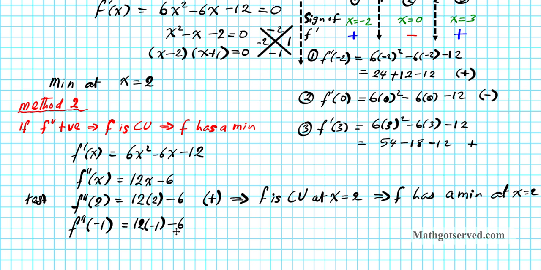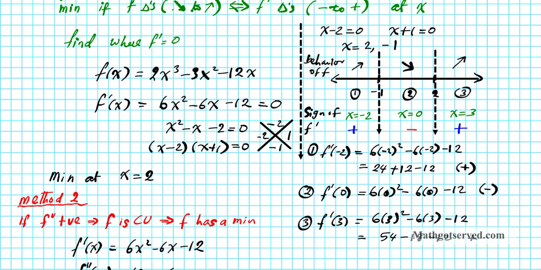This is -12 minus 6, which is -18, that's negative. That implies that the function is concave down at x equals -1, which implies that f has a what? Has a maximum. That's the extrema at x equals -1. Alright, so we can clearly see that our answer is option letter C.